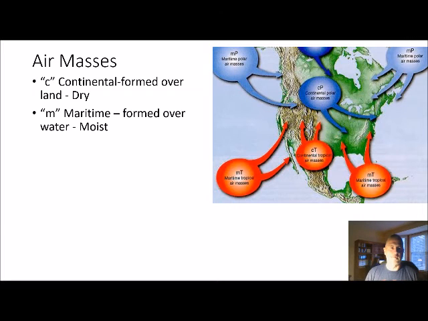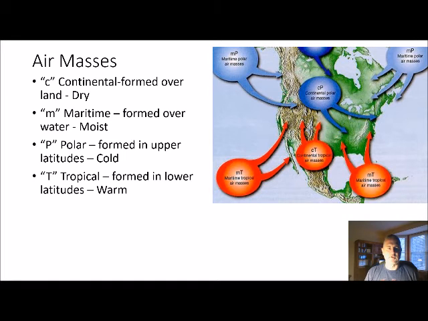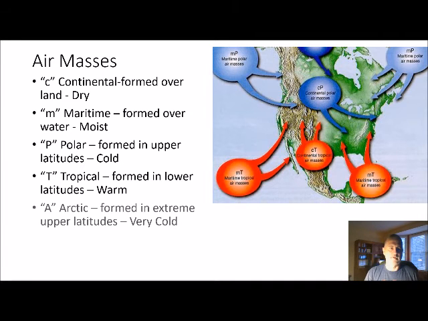And again, those are written with either a lowercase c or m, and that's the first letter, followed by the temperature one. P for polar, formed in the upper latitudes, which means cold. T for tropical. Tropical means warm, not moist, formed in the tropics. And there's one seldom used, the Arctic, which is formed in very extreme cold temperatures. So if you had a continental polar air mass, it was formed in the upper latitudes, so it's cold and dry, basically. Maritime tropical, warm and wet. That's really what you need to know about that.